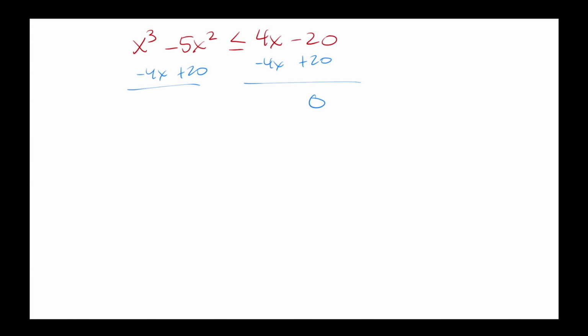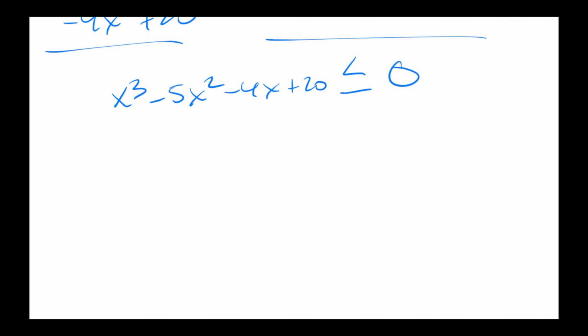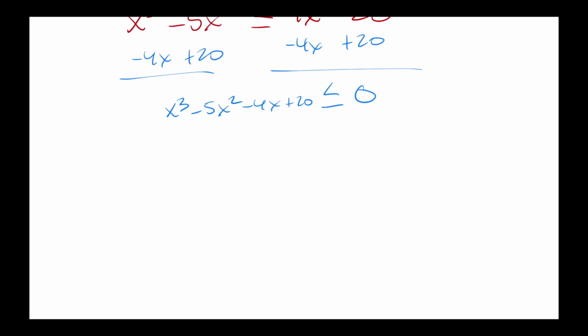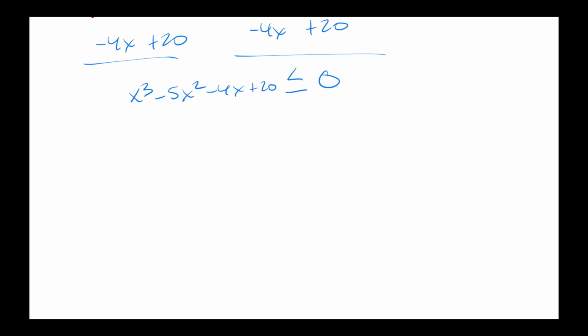And so this side is 0. And we have 0 less than or equal to x cubed minus 5x squared minus 4x plus 20. So we have our inequality with the 0 on one side. And the reason we want to do that is because we want to look at this expression and pretend that it's x cubed minus 5x squared minus 4x plus 20 equals 0.